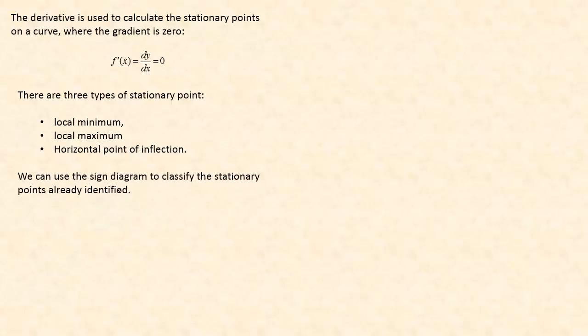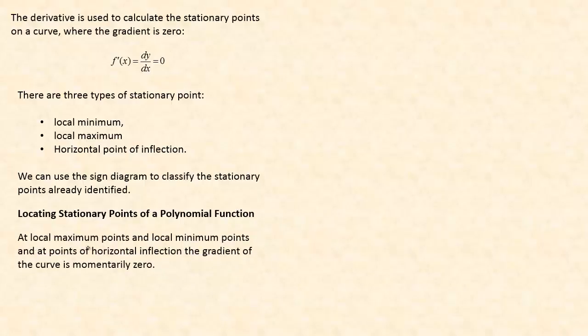We can use the sign diagram to classify the stationary points already identified. So we identify where they are using this, and then we can use a sign diagram to classify them into one of these three. So locating stationary points of a polynomial function. Let's look at how we do this.